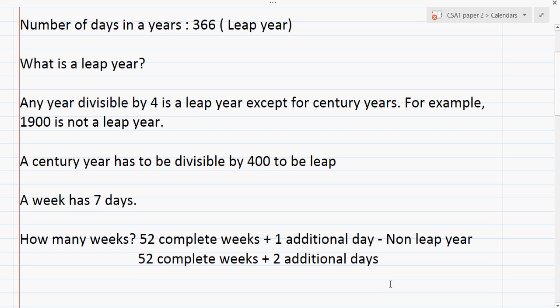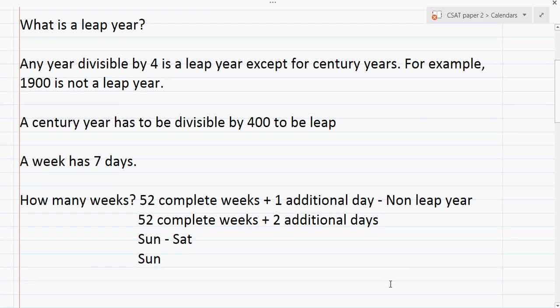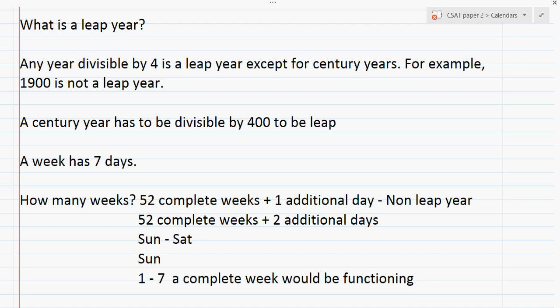So when I say a complete week, I mean from Sunday to Saturday, right? This is a complete week, which means all the days of a week are counted: Sunday, Monday, Tuesday, Wednesday, Thursday, Friday and Saturday. This is counted, and then again Sunday comes in, right? So for example, from 1 to 7 a complete week is there, right? And on 8th again a new week starts, right?